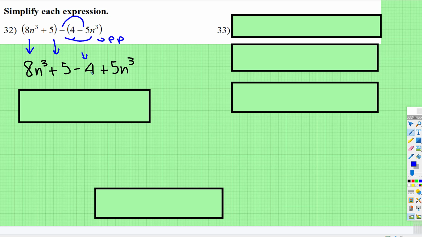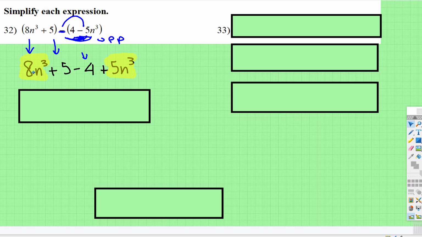That was positive 4, negative 4, negative 5n cubed, positive 5n cubed, because this subtract sign on the outside forces everything on the inside. Only the stuff that follows, not the stuff that precedes, only the stuff that follows that subtract sign. And then you have to look at, are any of those terms alike? We want to put it in standard form, meaning the highest degree exponent goes first, and then the constant is last.